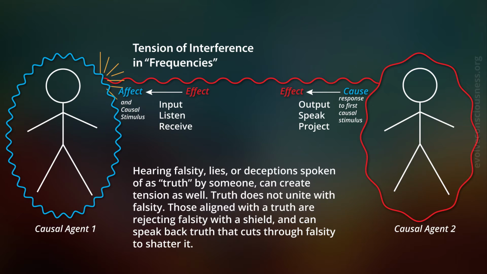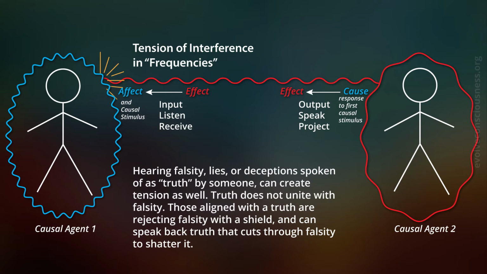Infographic number 3. So now it's the reverse, where someone who has less understanding is speaking, and that interferes. It's a tension of interference in frequencies again, but the other way. So they have a cause, which is a response to the first causal stimulus in the previous infographic. So the effect someone had, someone has cognitive dissonance or something, and they just want to reject the truth. They don't want to understand, or whatever. But the point is they received an input.